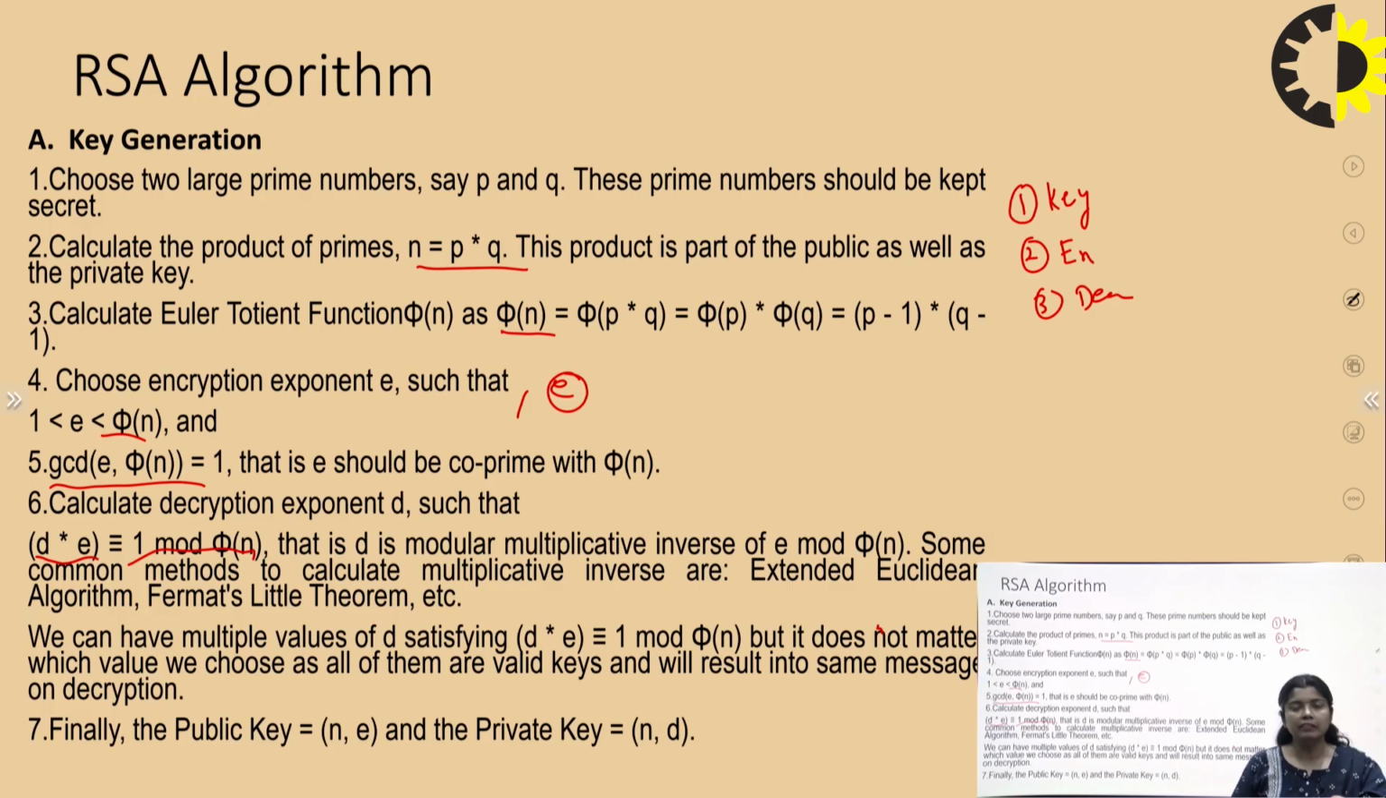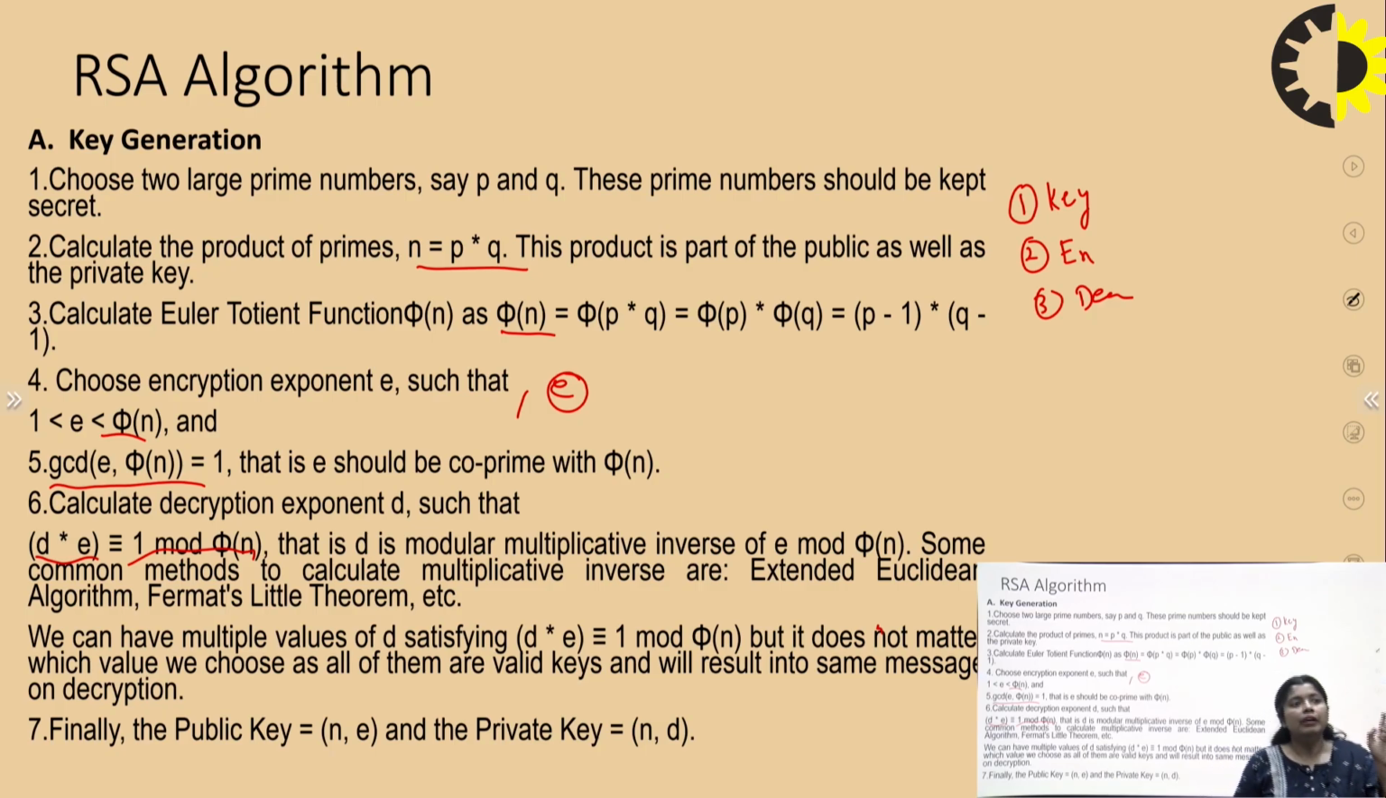Then again the third step, you are getting this phi n. Phi n is (P minus 1) into (Q minus 1). Next, the tricky part is how you are going to calculate the encryption key and the decryption key. The encryption key you can calculate with the formula GCD of E and phi n equal to 1, and the decryption key D you can get with D into E mod phi n equal to 1.